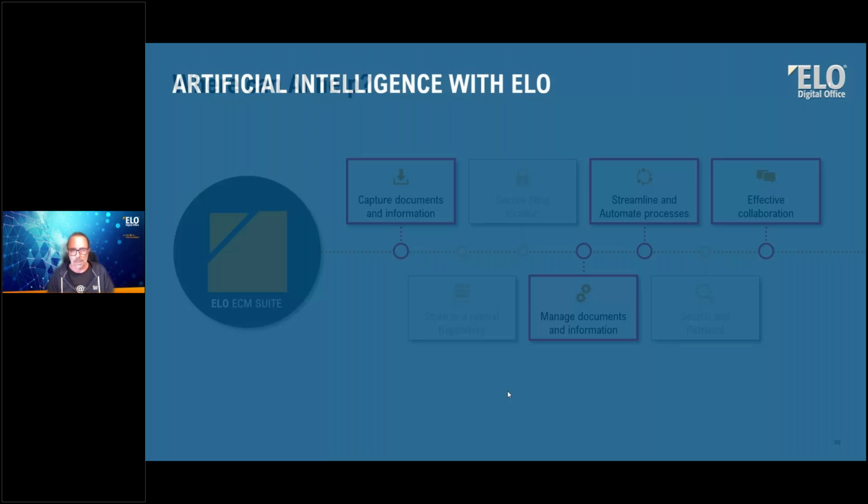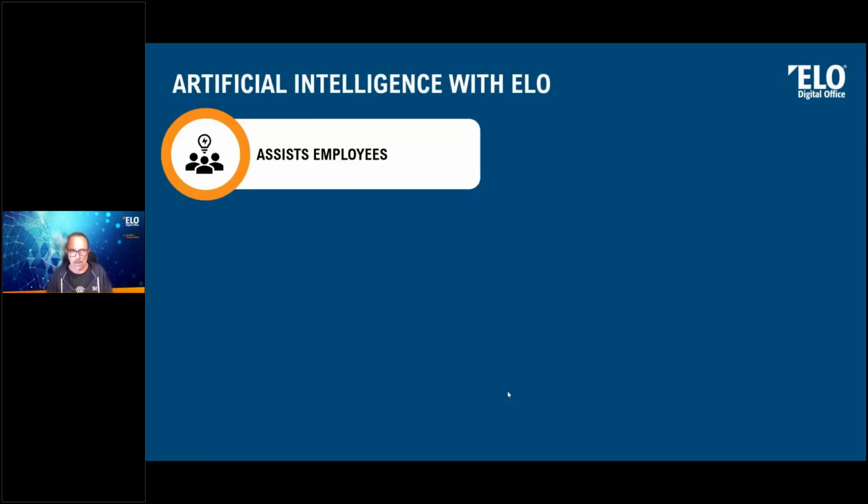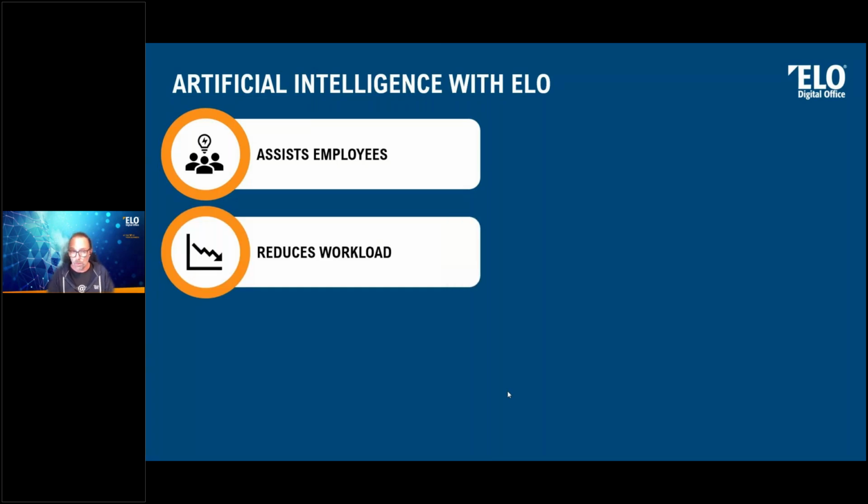So artificial intelligence with ELO assists employees. So it assists you in your daily work with recommendations, predictions, and a summary, and so on. So it assists you so that you don't have to do those things manually. It can help you with filing your documents, finding your information, and more. It reduces the workload. So you have the time to do more important things in your daily work because it helps you with automating simple processes, and it reduces your daily workload.